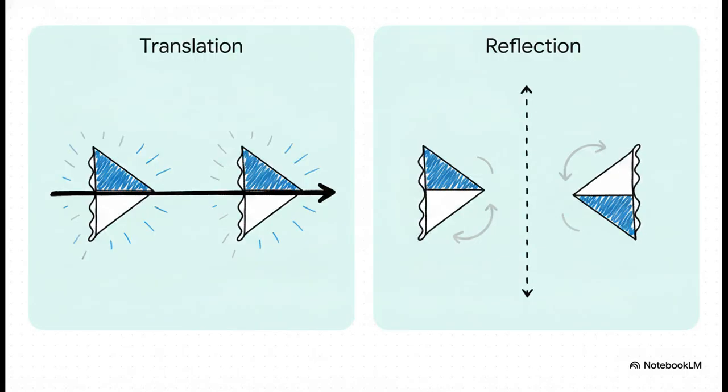Now, while both of these motions totally change the position of the shape, orientation is a whole different story. A translation keeps the shape facing the exact same way. The left side stays the left side. But a reflection reverses it. Think about looking at text in a mirror or taking a mirror selfie. Left becomes right and right becomes left. That reversal of orientation is the absolute signature footprint of a reflection.